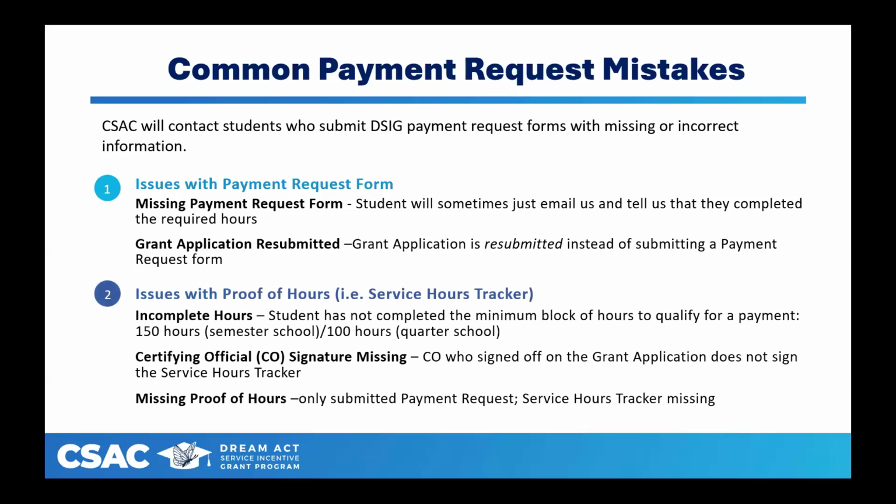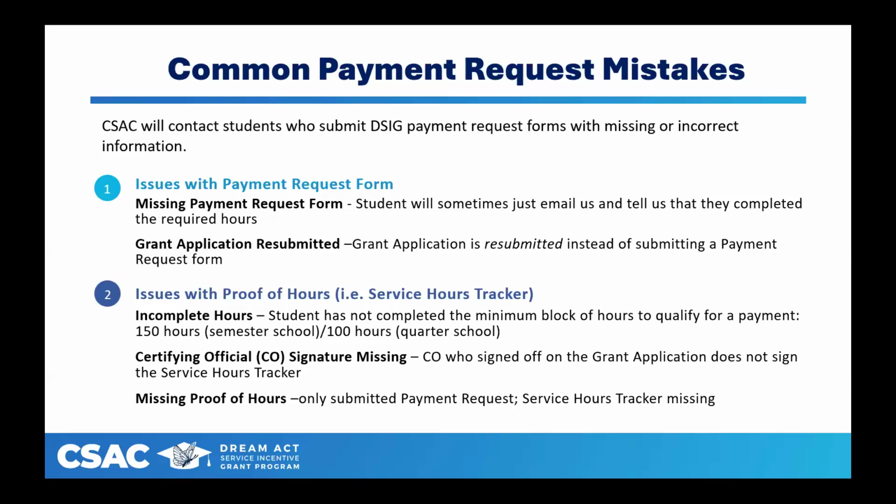The other big category of payment request mistakes is issues with proof of hours, and that's the service hours tracker. Sometimes students have not completed the minimum block of hours to qualify for a payment, so either the 150 for a semester school or the 100 hours for a quarter school. We've also seen where the certifying official signature is missing. We want to make sure that the CO who signed off on the grant application is signing that service hours tracker. If the CO does not sign the service hours tracker, that is incomplete and we cannot accept that as proof of hours.